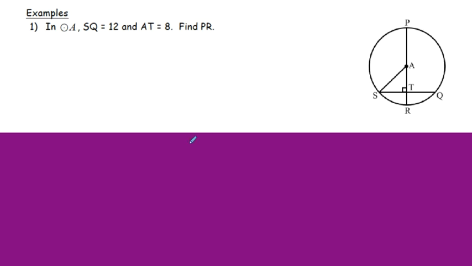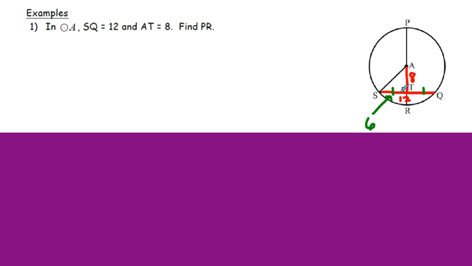So here we've got a couple things we can apply. So we have a circle A. I see that SQ is 12 and AT is 8. And it wants us to find PR. All right, so if I want to find PR, I want to find the whole diameter. Well, the first thing I can see is that the diameter is perpendicular to chord SQ, so it's bisecting this. So then I know that ST is 6.